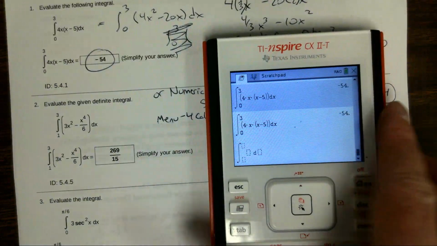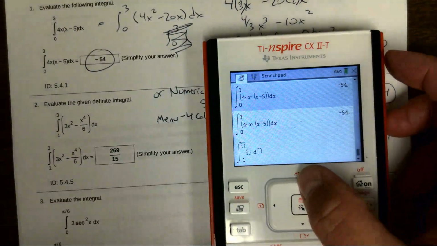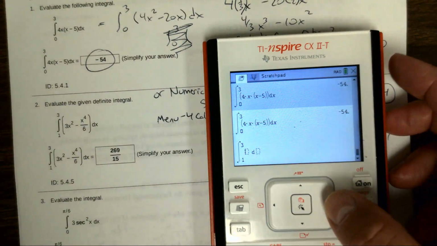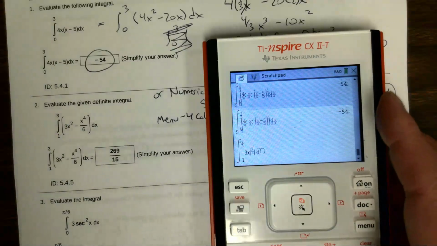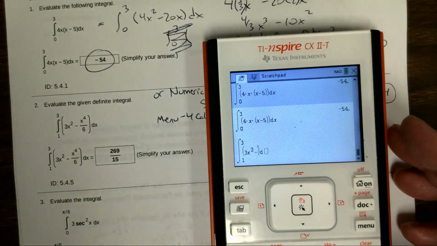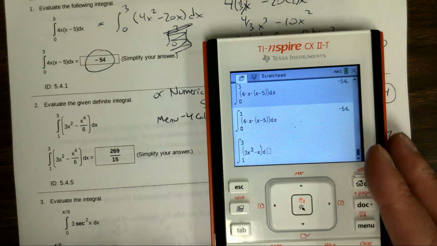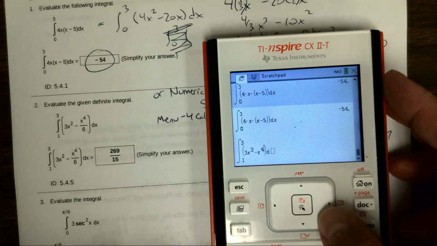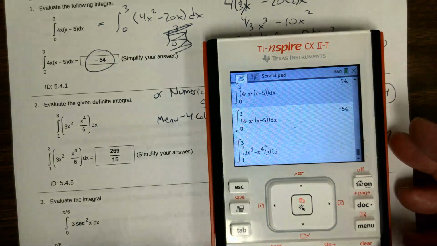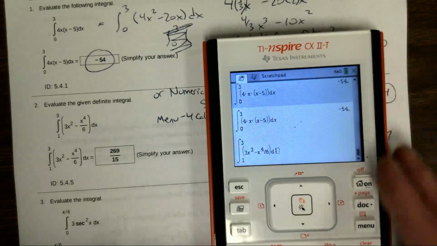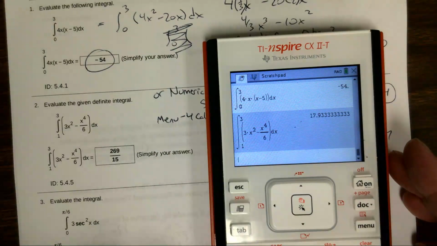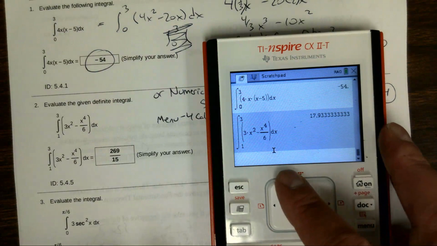And then we type in 1 to 3, 3x squared minus x to the 4th over 6 dx. And so that gives you this answer.